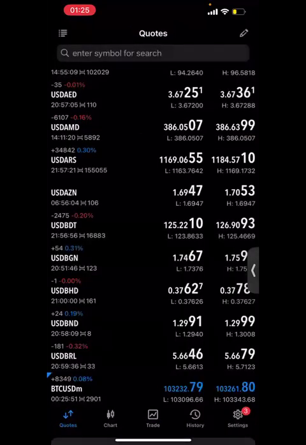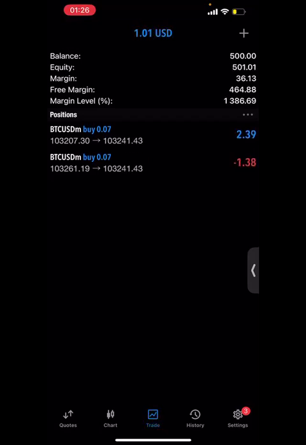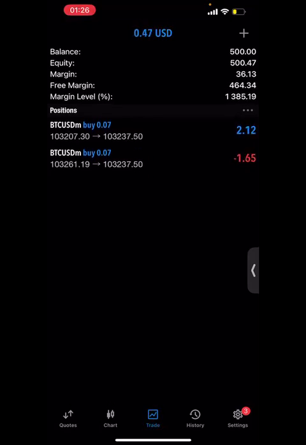So let's try it. Let's enter a sell now. No, let's enter that buy, I beg. So you see now, my margin has increased to $36, which is double my $18, because I entered two identical positions. So now $36 has been taken to hold those positions, and my free margin has reduced to $464. So the more positions you enter, the lower your free margin is going to be, and the higher your margin is going to be.